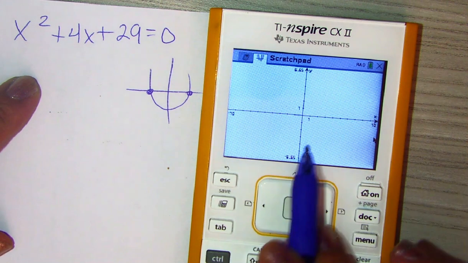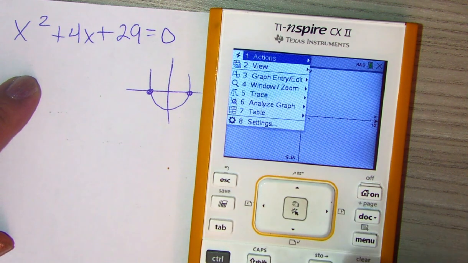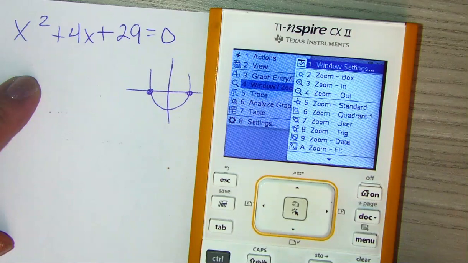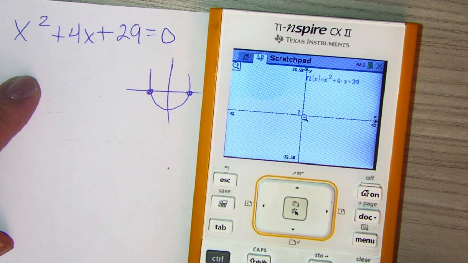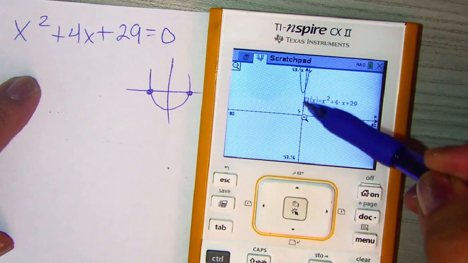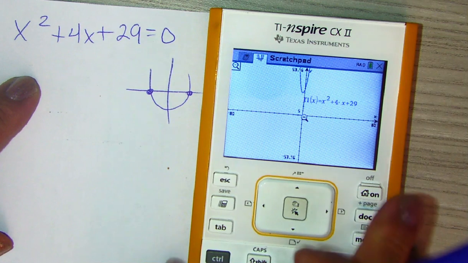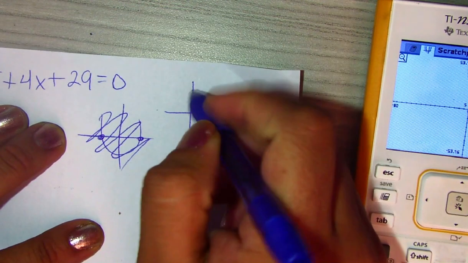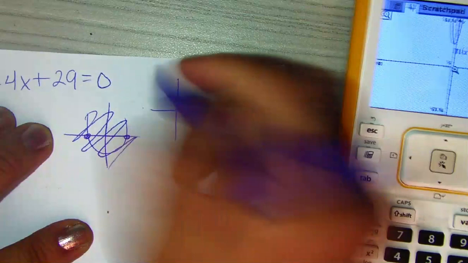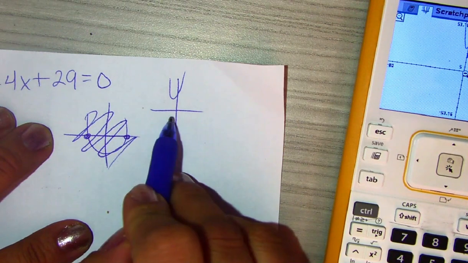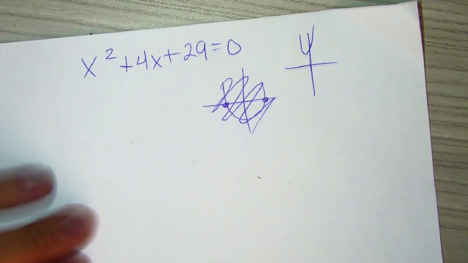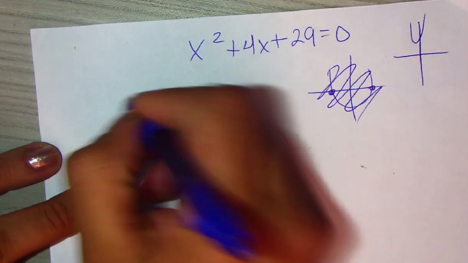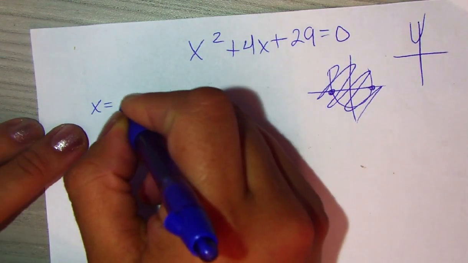So it doesn't show right away when I press enter. It's because you have to zoom out. And if you zoom out several times, you're going to notice that there is a parabola graph, but it is not touching the x-axis. It's floating a little bit higher up here. And because it's not touching the x-axis, it's creating those imaginary roots, which is why we need to use the quadratic formula to calculate those roots.